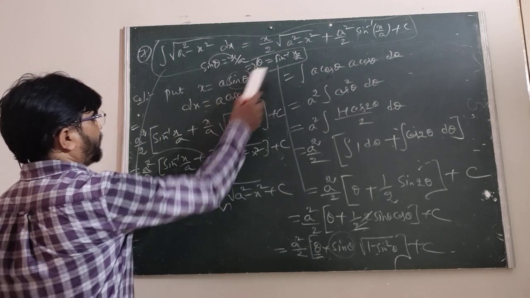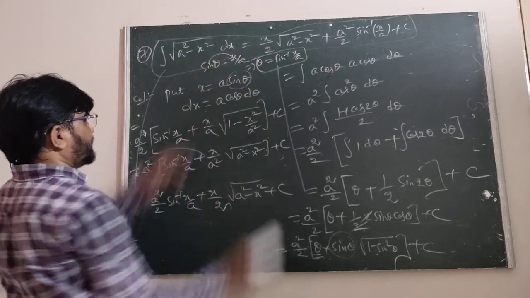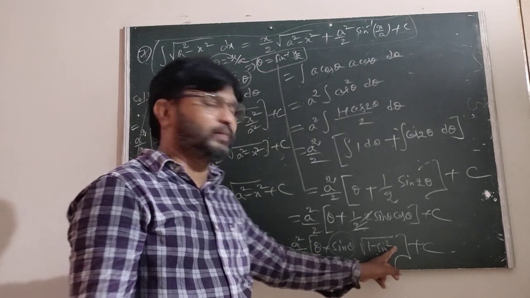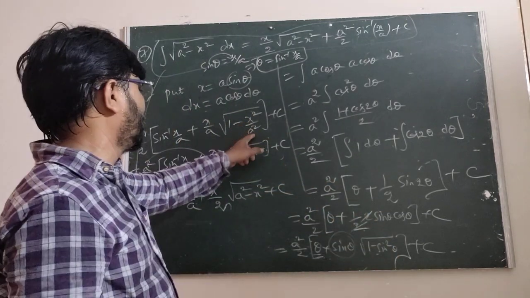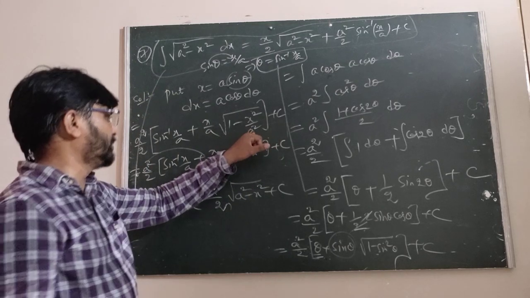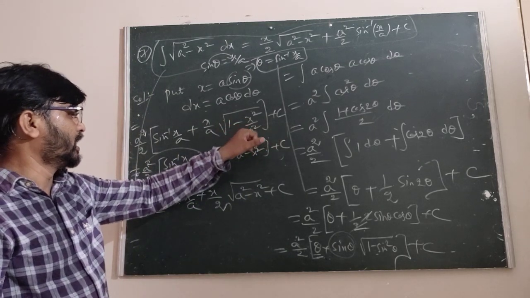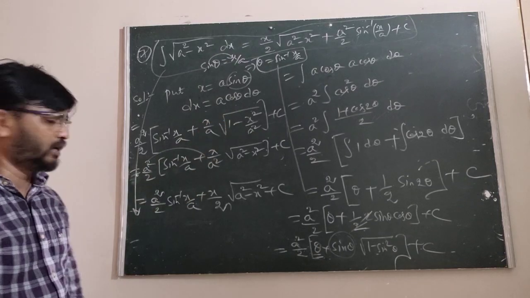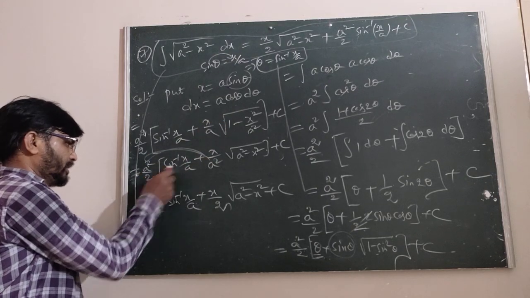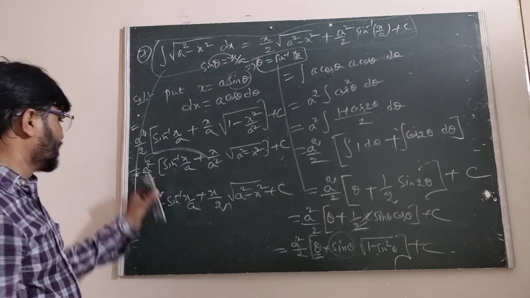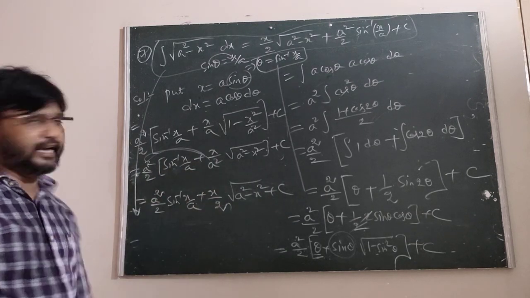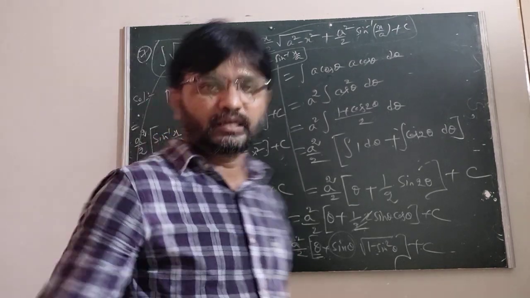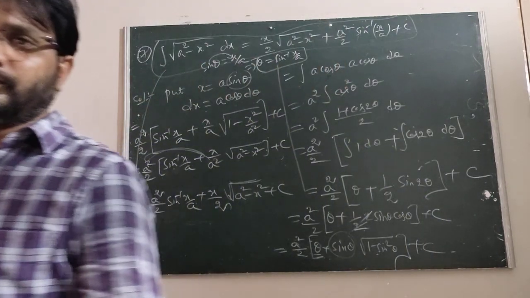What is sin theta? Sin theta is x by a. Under root 1 minus sin theta, that is x by a whole square, that is x square by a square. Now we take the LCM, which is a square minus x square. The LCM and square root cancel, and we are getting 1 by a, that is x by a square. After the multiplication, a square by 2 sin inverse of x by a, the a square cancels, x by 2, then we are getting under root a square minus x square plus c. This is the proof. Okay.